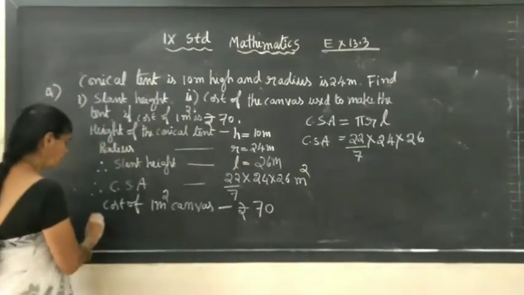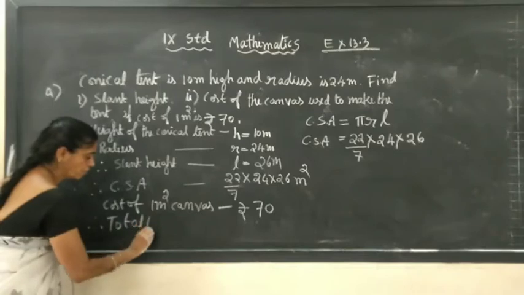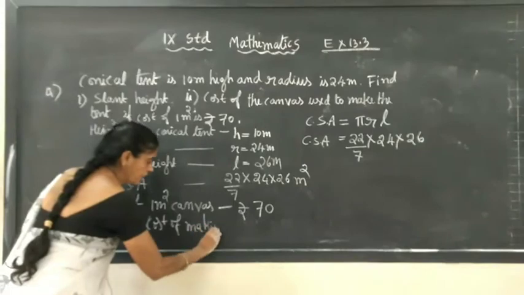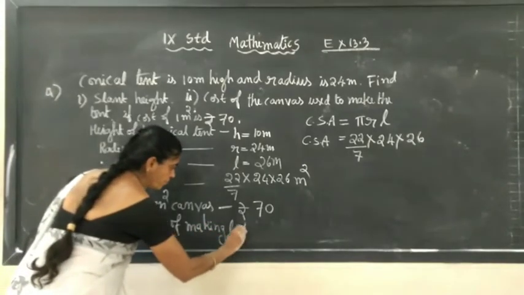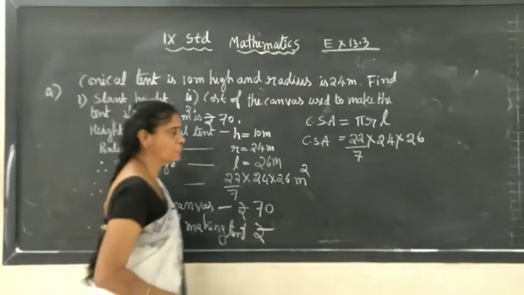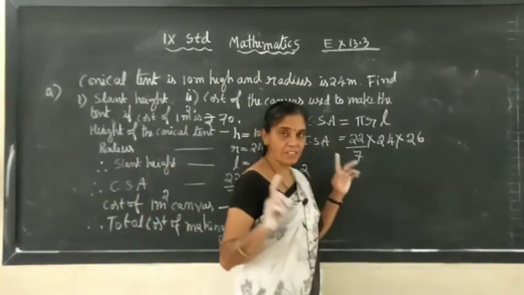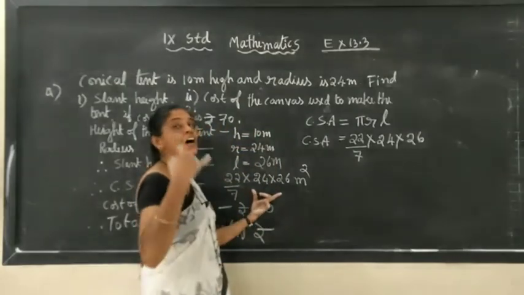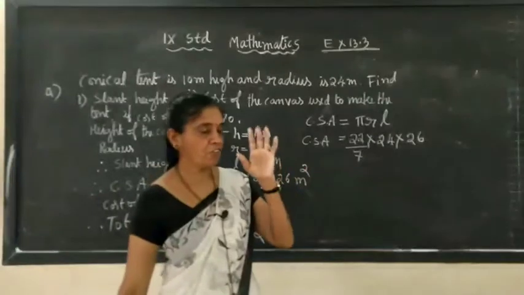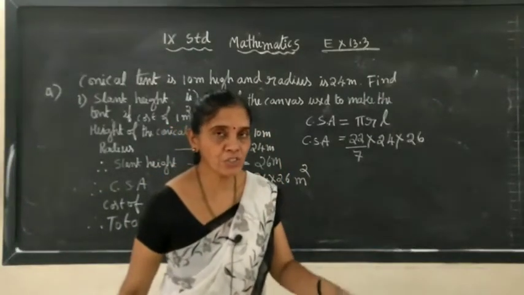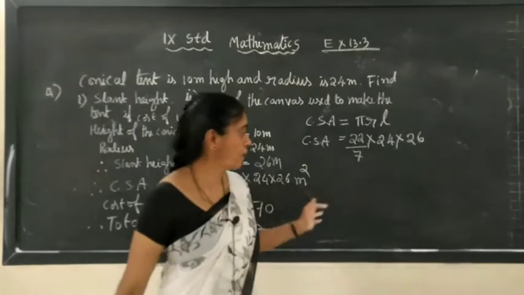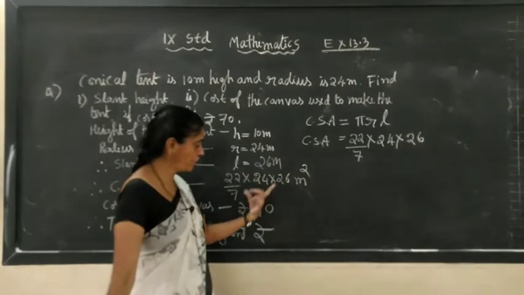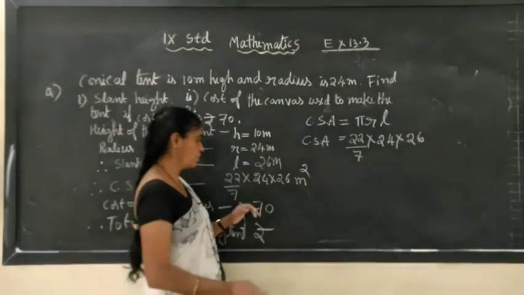Now, therefore, total cost of making the tent. So it is rupees, how much rupees? For 1 meter square, 70 rupees. For this much meter square, how much? If anything is given for 1, then for so and so, how much? It is directly multiplied by this number. What is given for 1, no? So, use this value into 70, you will get the answer.